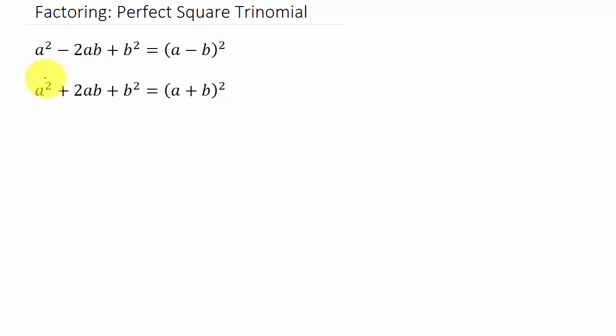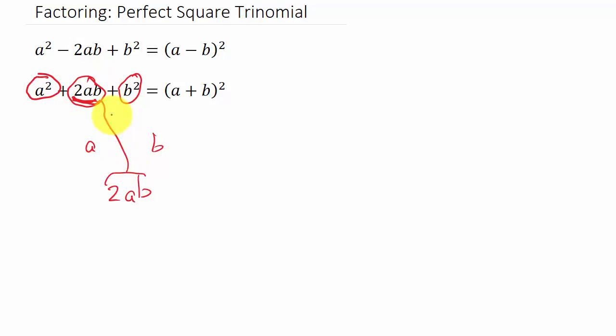Alright, so what we do is we look at this first term and this last term. The square root of a squared is a, the square root of b squared is b. So if you can multiply those together and then multiply that times 2 and get the middle term, it's in this form, and that means that it can factor into this.